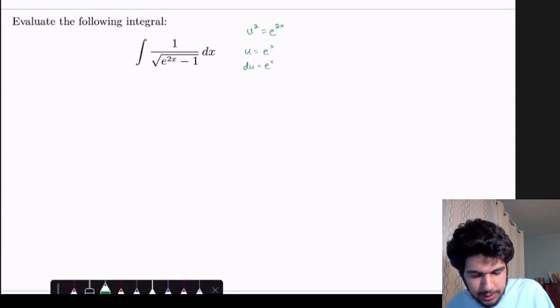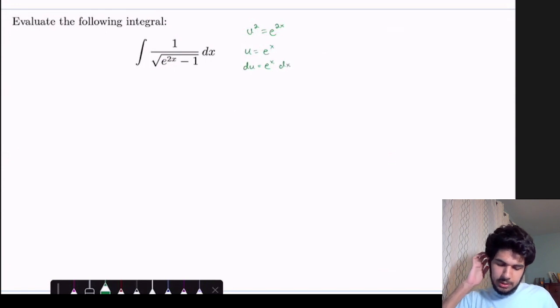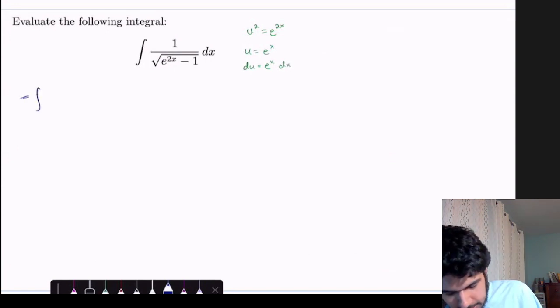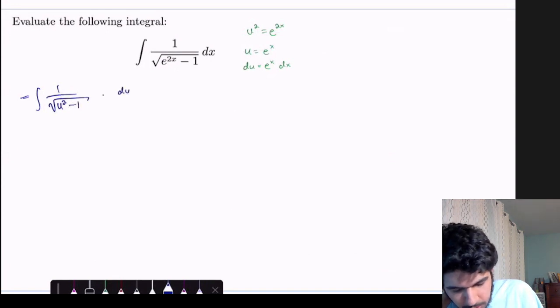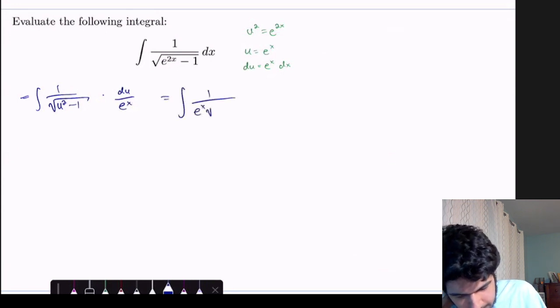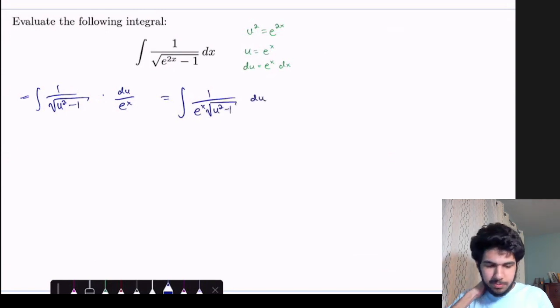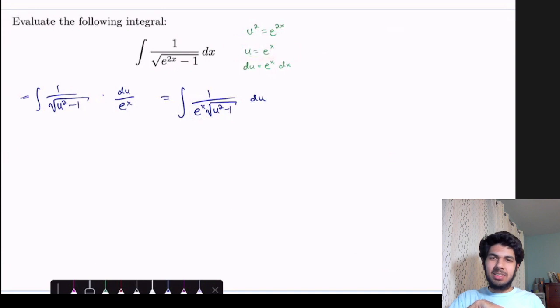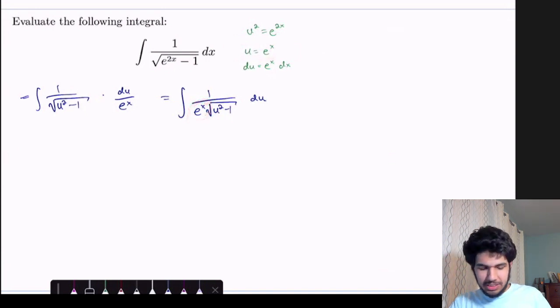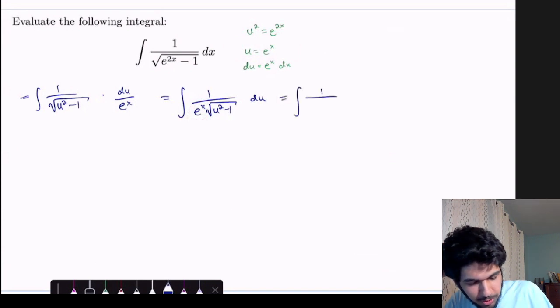Du equals e to the x dx. Okay, so now let's try to rewrite the integral. This is the integral of 1 over square root of u squared minus 1, and dx is equal to du over e to the x. So let me just rewrite it like this. Bring the e to the x in the denominator. Now hold on a second. E to the x. We said u is equal to e to the x. So what if we just put a u here instead of e to the x? We're totally allowed to do that. 1 over u square root of u squared minus 1 du.